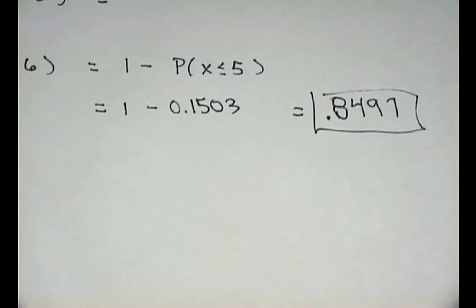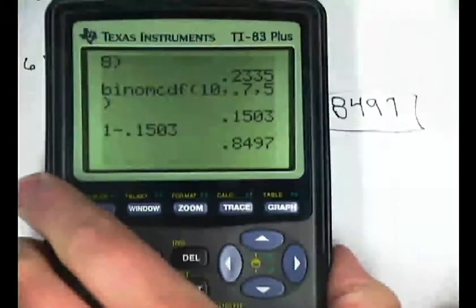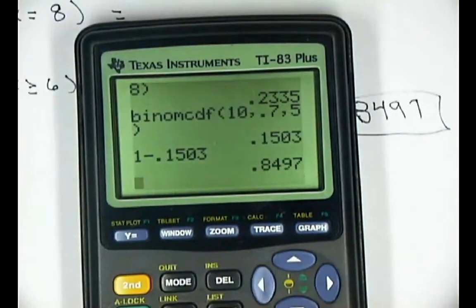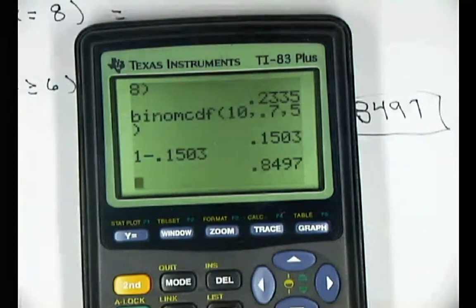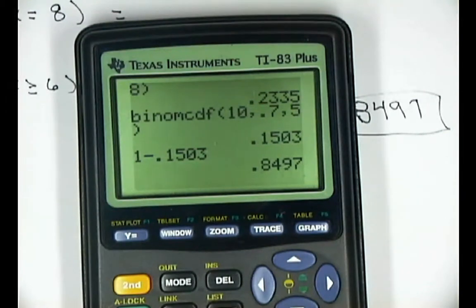And again, unfortunately, these calculators, the 83 Pluses and the 84s, go from the upper bound x all the way down to 0, and that is a limitation on their part. But it can be at times quicker than using the table or the formula. But whatever way works for you, please use that way.